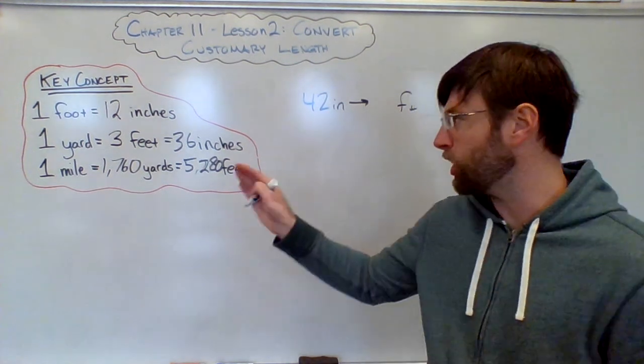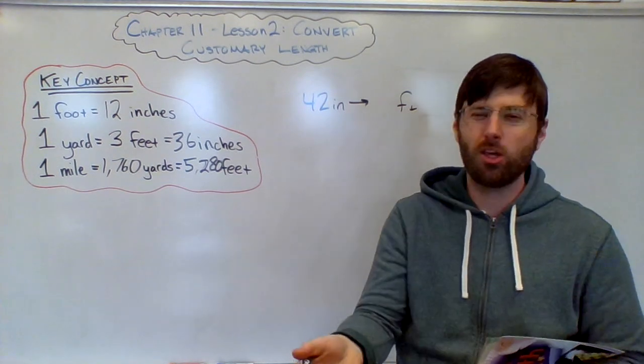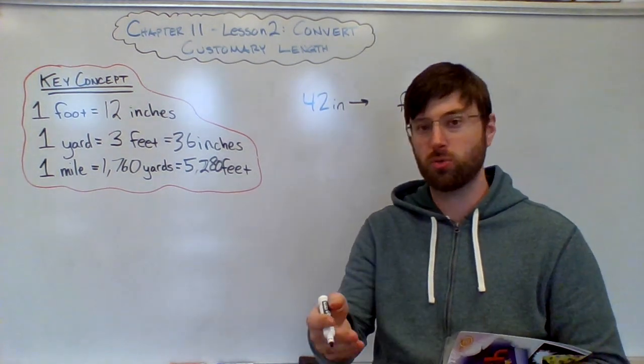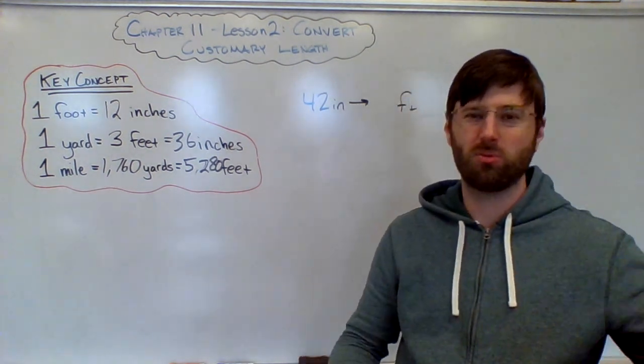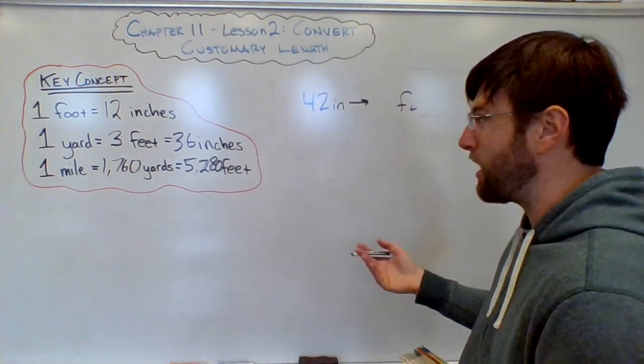Remove groups of 12 from 42 to see how many whole feet you have, and then go from there. Now, if you're dealing with a larger number, like if we were doing 1,000 inches to feet, you don't want to do repeated subtraction. And we would bust out our long division algorithms and do partial quotients and that sort of thing, which is what they want you to do in the book. And if you want to do partial quotients, again, knock yourself out. I'm going to do repeated subtraction. I'd rather do it that way.